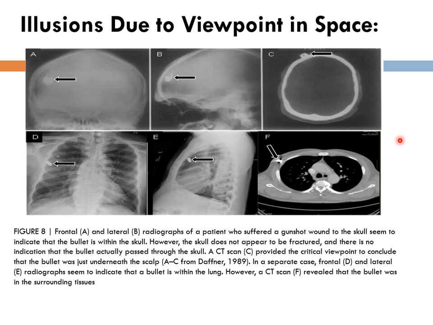Another example is this AP and lateral skull X-ray, where you see the bullet inside the skull, but there is no associated fracture or anything. When we do a CT scan, we see it's outside, not intracranial. Another example below: the bullet on the PA and lateral chest X-ray appears to be inside, but when you do a CT scan, it's in the soft tissue, not inside. And this is a big problem, because we are talking about medical legal issues here, bullets and so on.